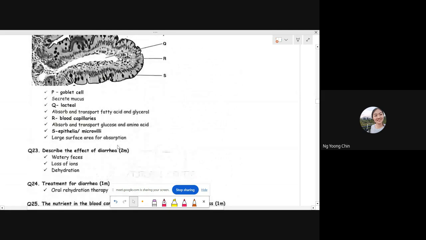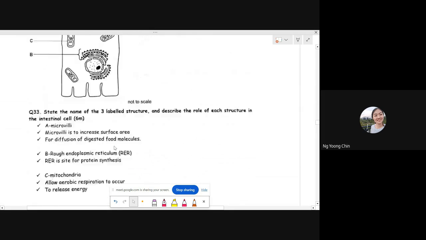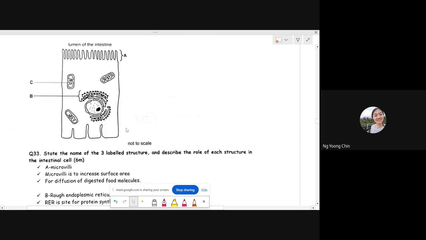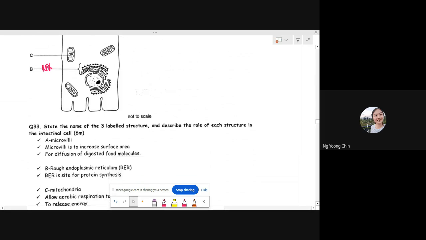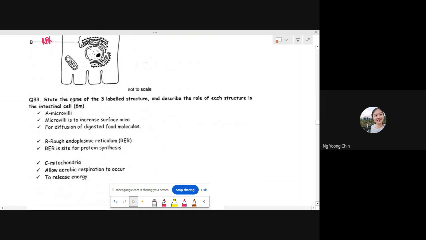Okay, let me discuss some questions. I think we can start to discuss some questions. Okay, this one is for you to have a look. This is the intestine lumen. Within the intestine cell, they have the nucleus and also the rough endoplasmic reticulum, RER. And then they have the mitochondria. So number 8 is microvilli. Microvilli will increase the surface area to increase the diffusion of the digested food molecules.